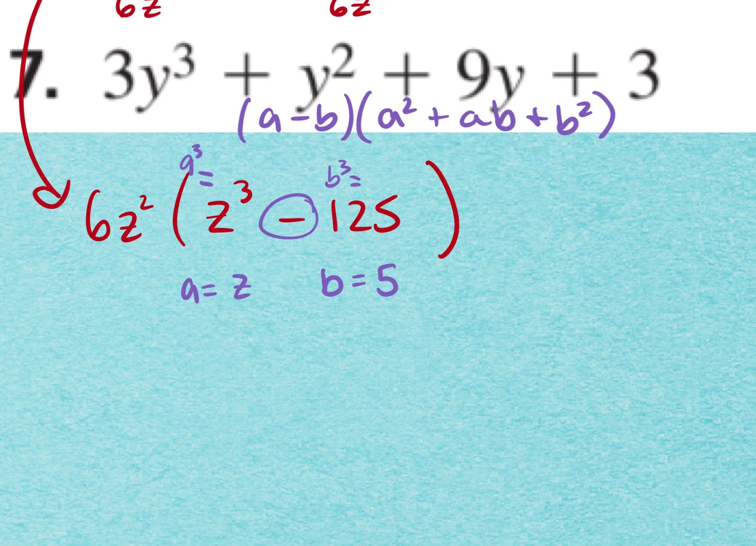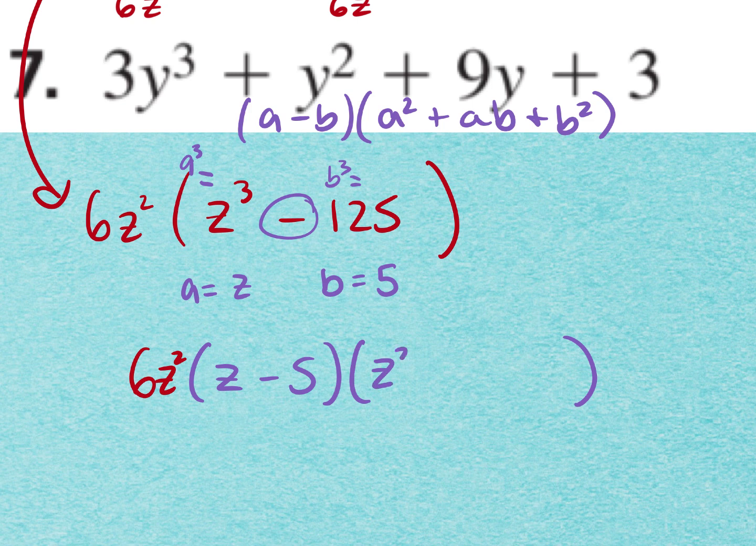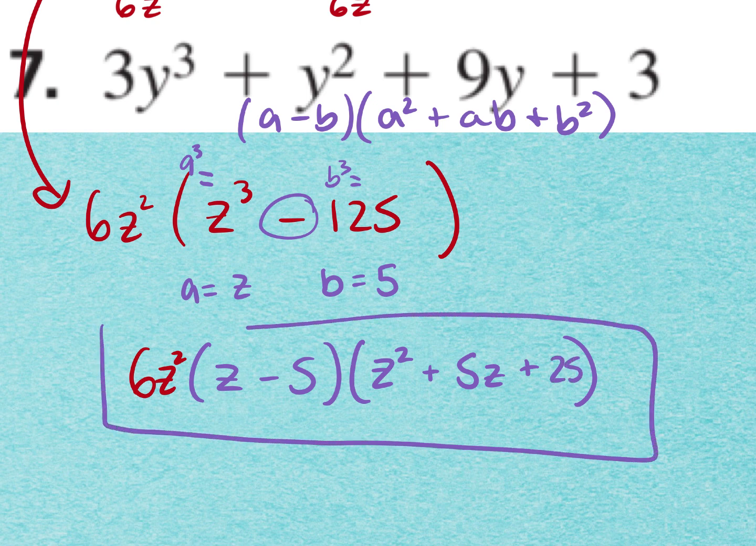So now once we find our a and b, we're going to plug it into the formula. So outside, I still have that GCF that I took out in the beginning. It just stays outside. What would a minus b be? What goes in my first parentheses? Z minus 5. Perfect. We just take our a and b and subtract them there. So z minus 5. What would come next? Z squared plus 5z, plus 5 squared, which, what's 5 squared? 25. Awesome. So this would be our answer.